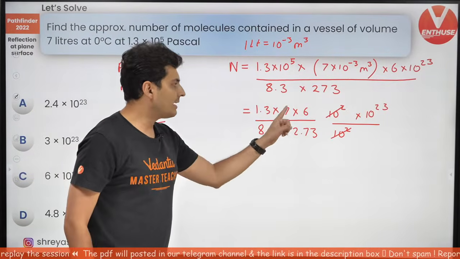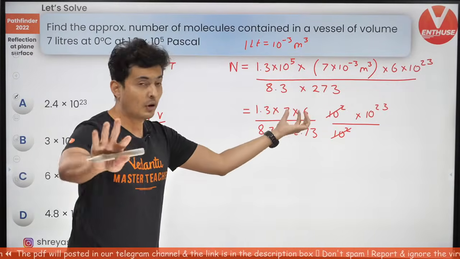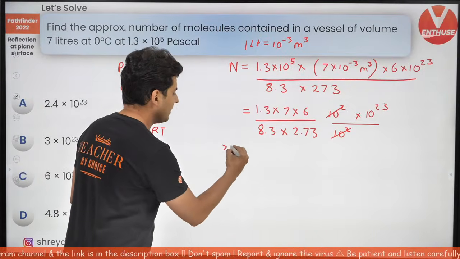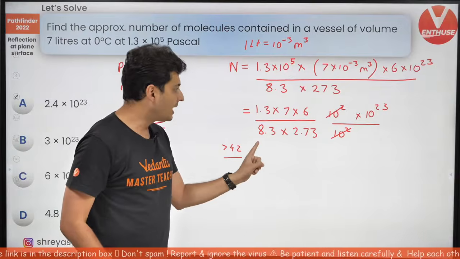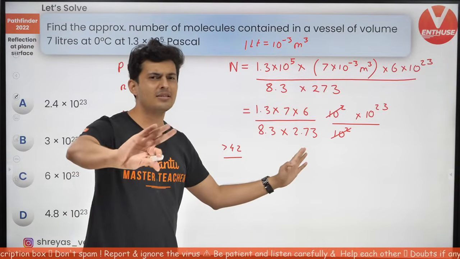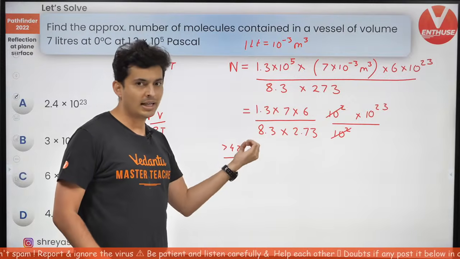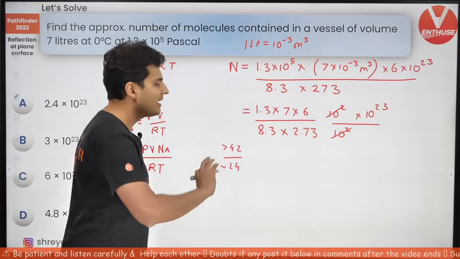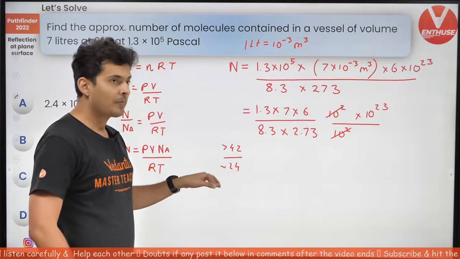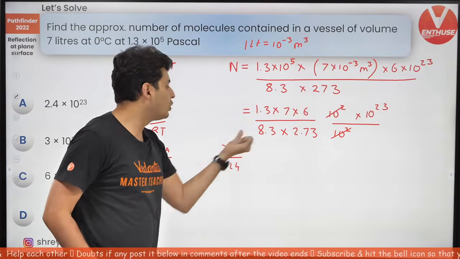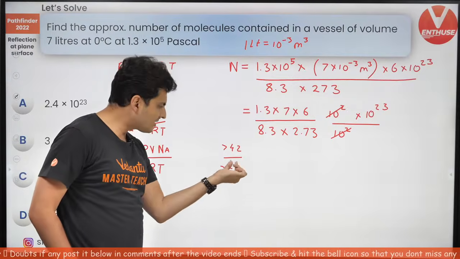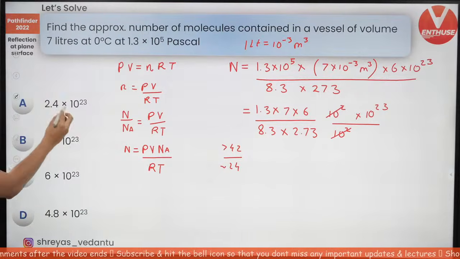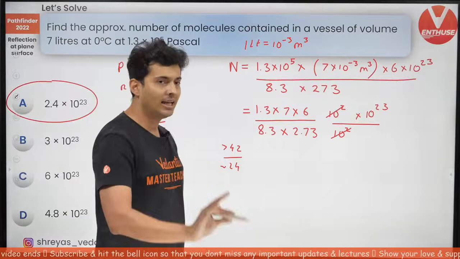Now look at this. 7 into 6, that's 42 roughly. 42 into 1.3 will be slightly more than 42, right? So it is more than 42 divided by 8.3 into 2.73. 2.73 is very close to 3 and 8.3 is more than 8. So let's balance it out. 8 3s are 24, so somewhere close to 24. Now 42 divided by 24 is less than 2, but I know the numerator is much larger than 42, and this is close to 24. So somewhere near about 2. I think it should be option A. That's how I solve the question and I get the answer.